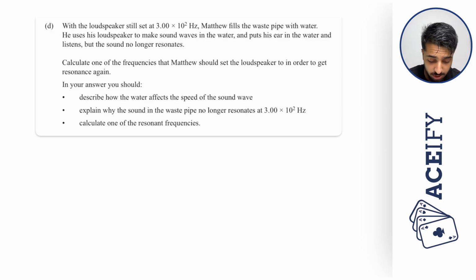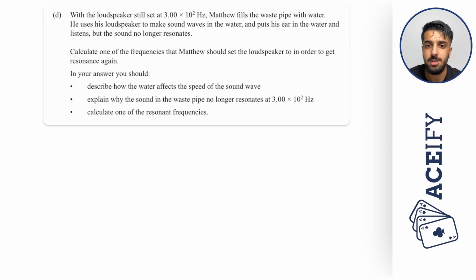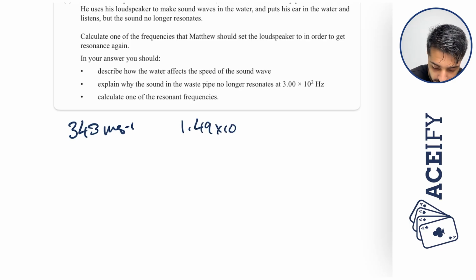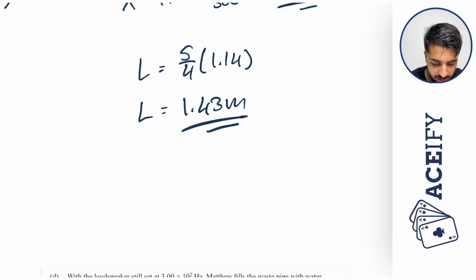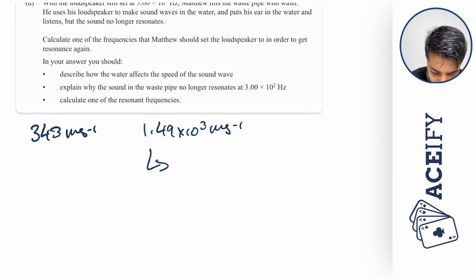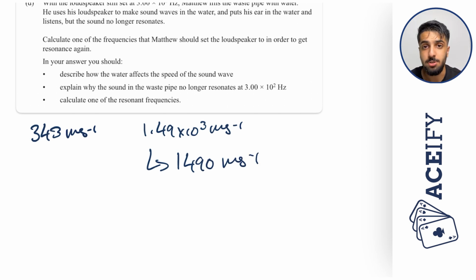Okay, so 300 Hertz is no longer the resonant frequency because the sound in the wave is now traveling faster. Speed of sound in air is 343 meters per second. However, speed of sound in water is 1.49 times 10 to the 3 meters per second. And we know that information from all the way back up here. Now, this is the exact same as saying 1,490 meters per second. I just like to do that because I hate writing times 10 to the something. I just feel like it takes forever to write, so I'm going to be writing it like this from now. Just know that they're the same value.